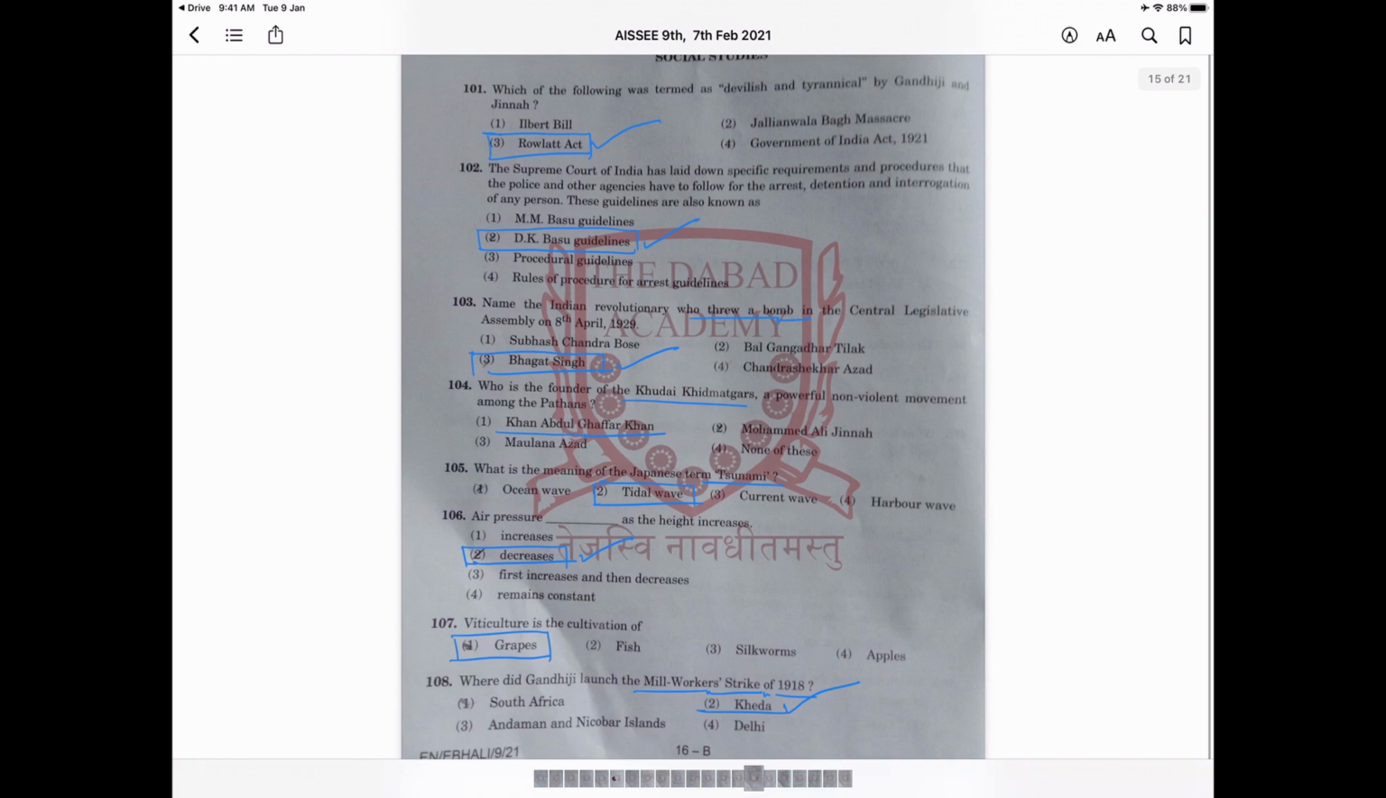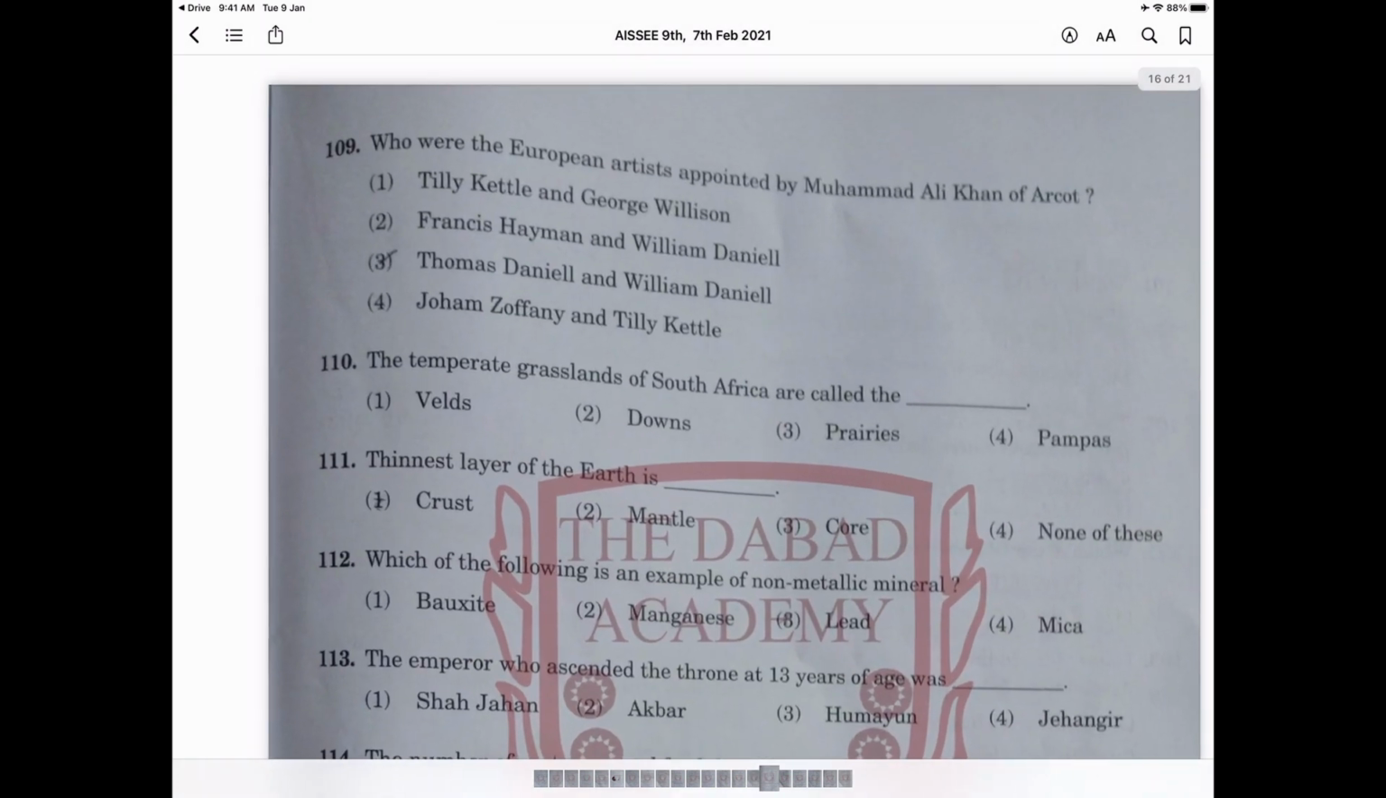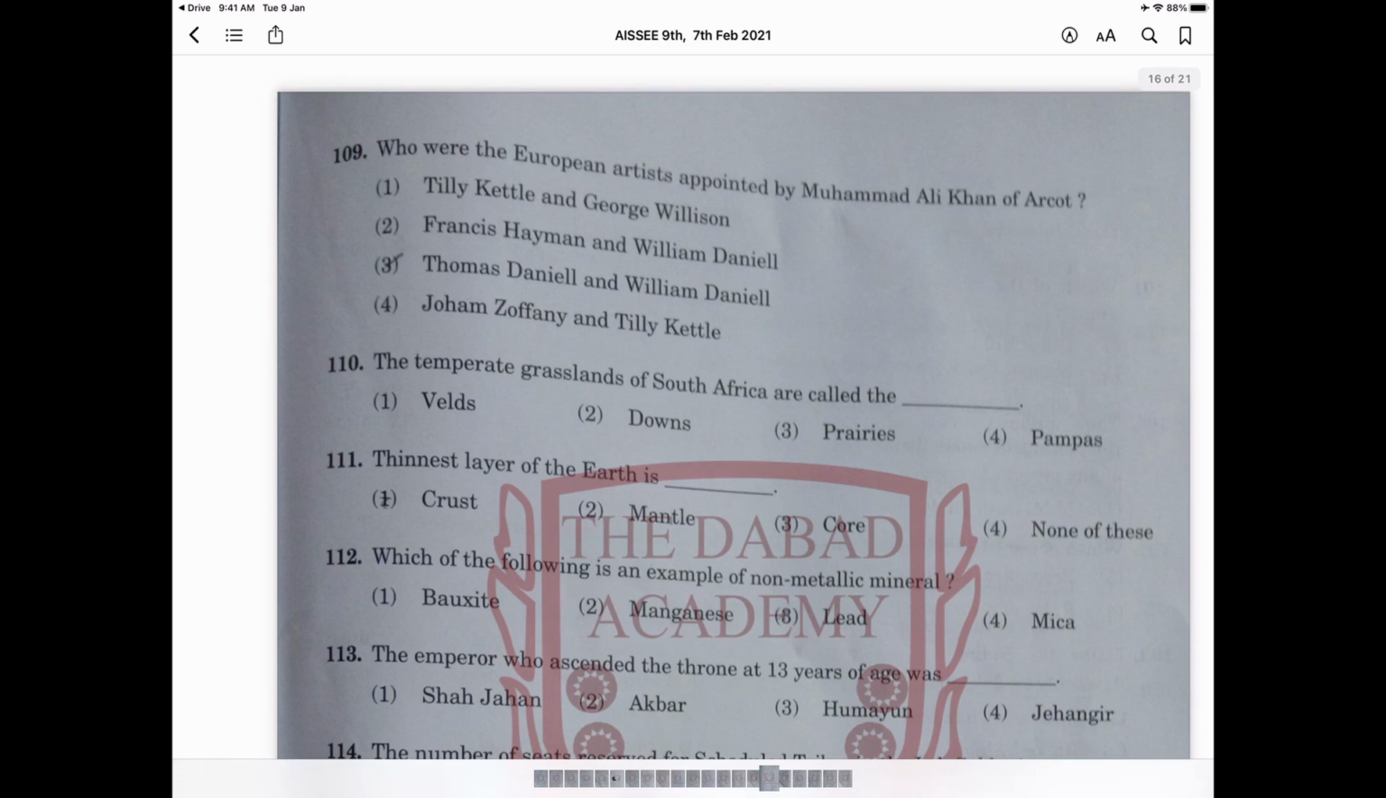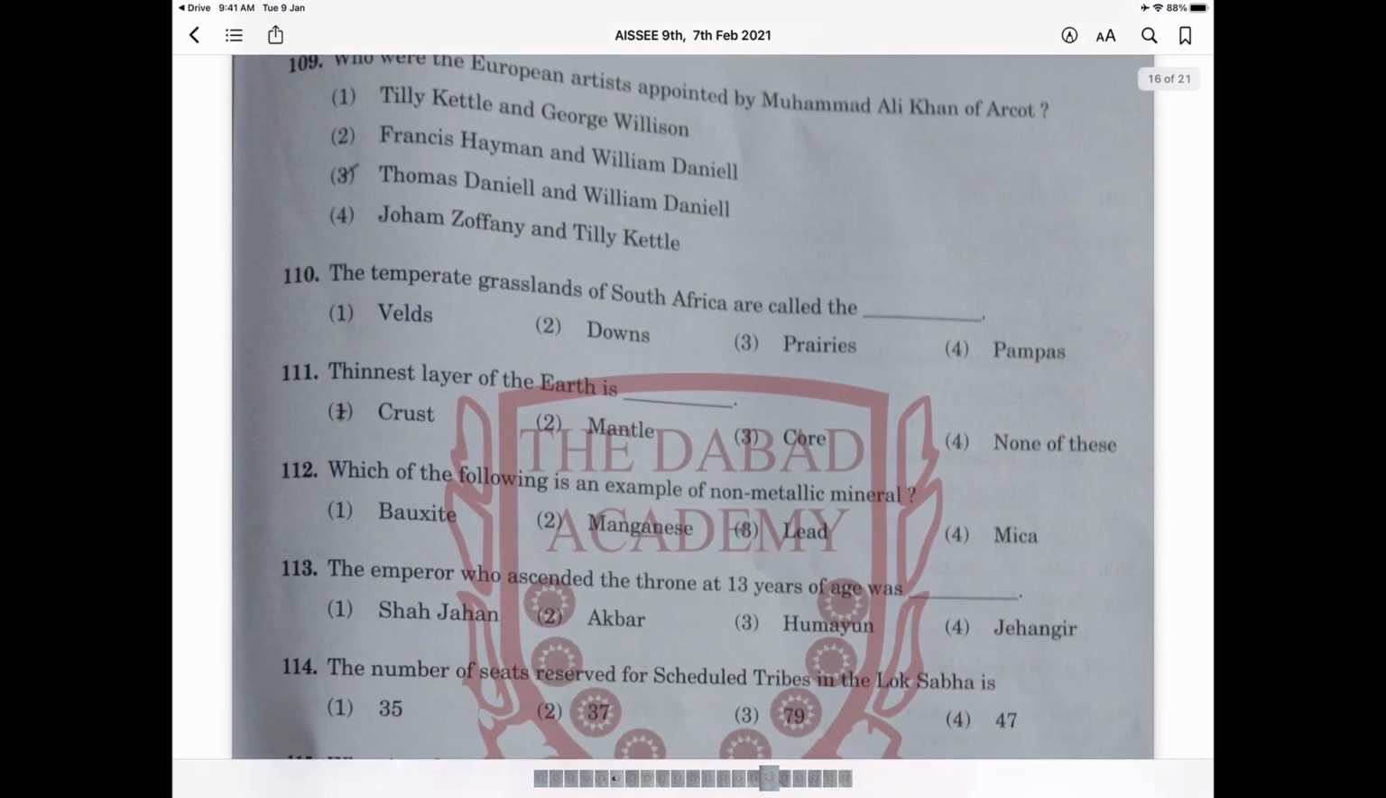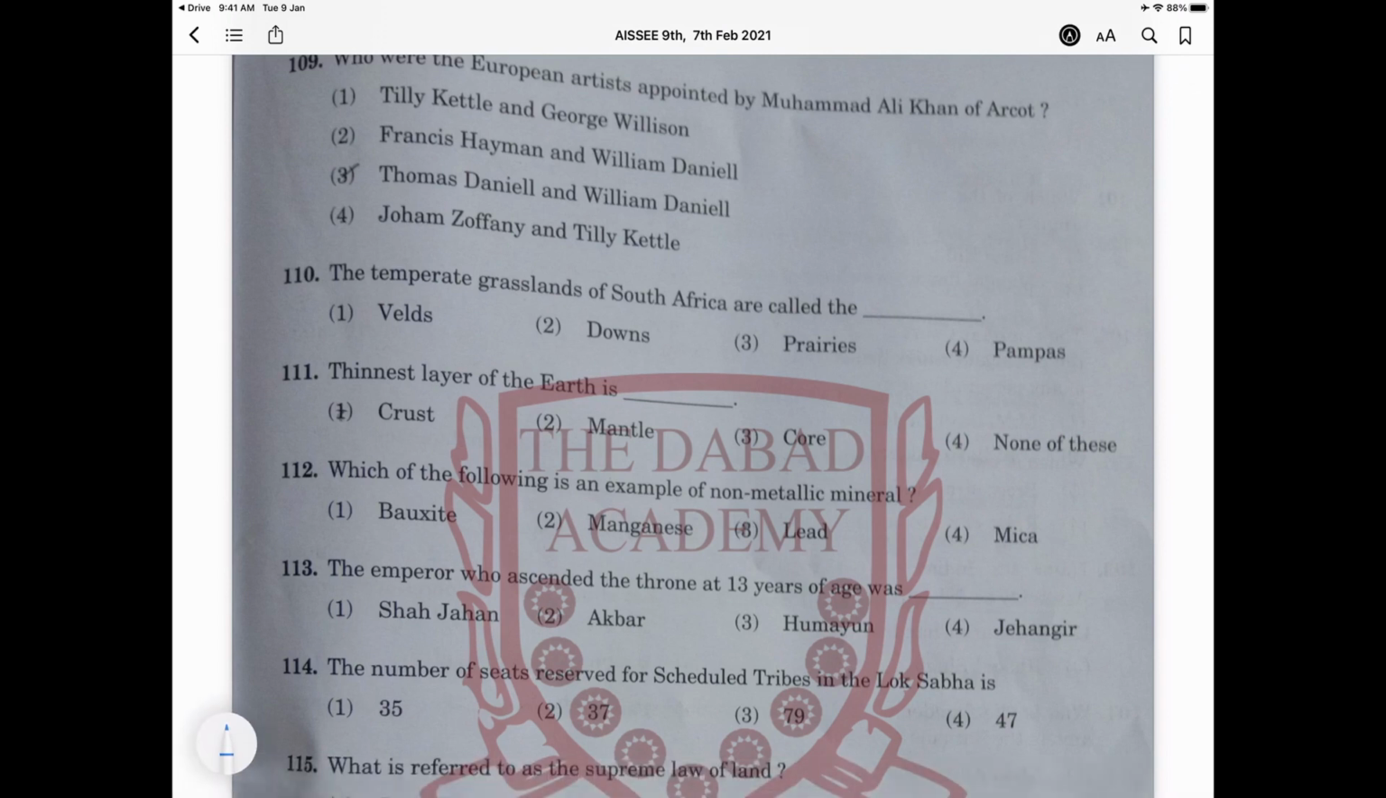Moving on to the next page. In question number 109, who were the European artists appointed by Muhammad Ali Khan of Arcot? And question number 109 का option number 1 is correct. Again, it's a very in-depth question. Maybe some of you could have scored it right. In question number 110, the temperate grasslands of South Africa are called velds. Thinnest layer of the earth is, so in question number 111, correct answer is crust.